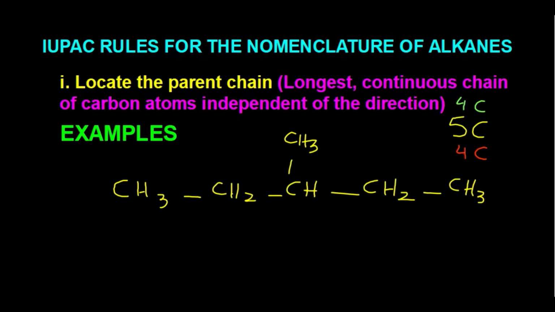This is the branch which is attached with the parent chain, right? And this is the parent chain, students. So we will compare these numbers of carbon atoms. The chain which consists of 5 carbon atoms, obviously this chain is the longest chain. So this is the straight chain. This chain is the longest chain in this molecule. This is the parent chain in this molecule. Now students, let's see the next rule.